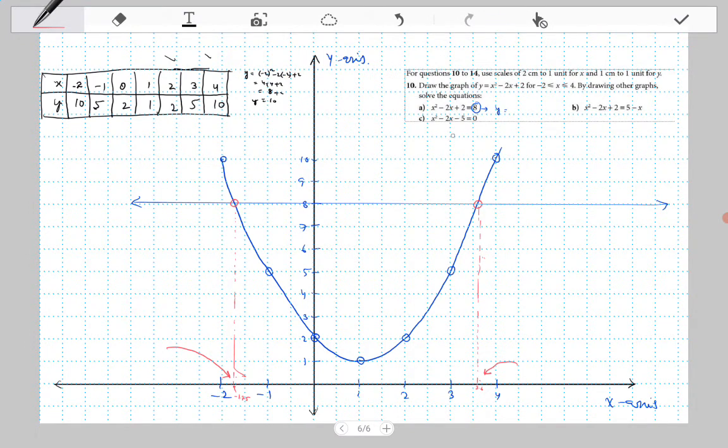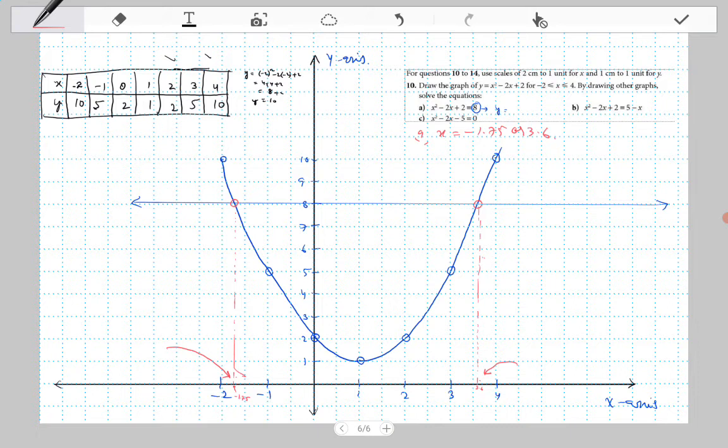If I write here, part A has two answers, x equals -1.75 or the other answer is 3.6.